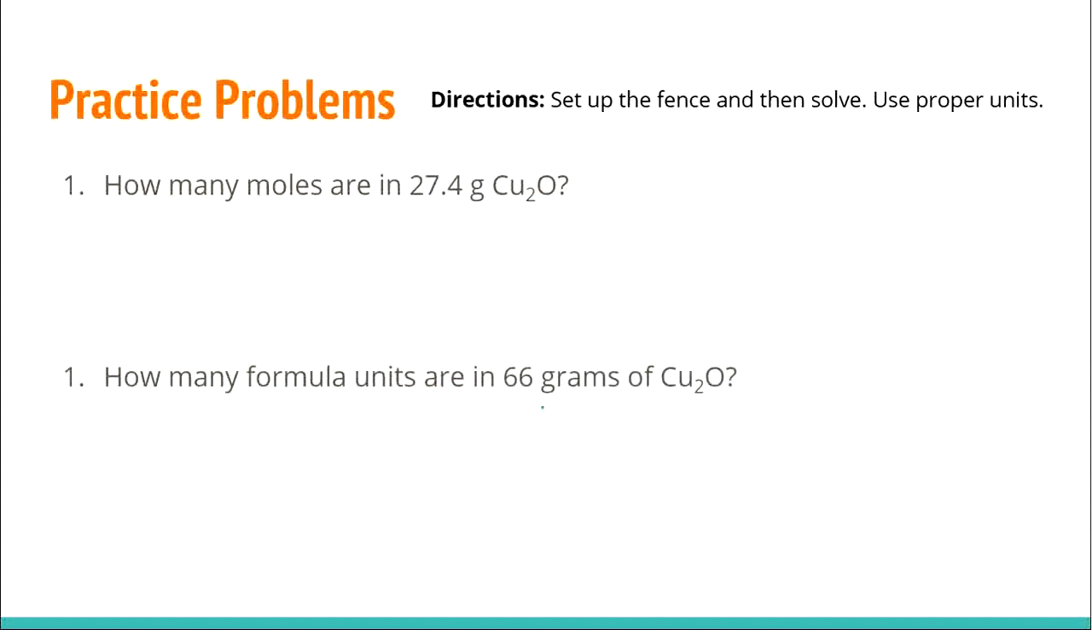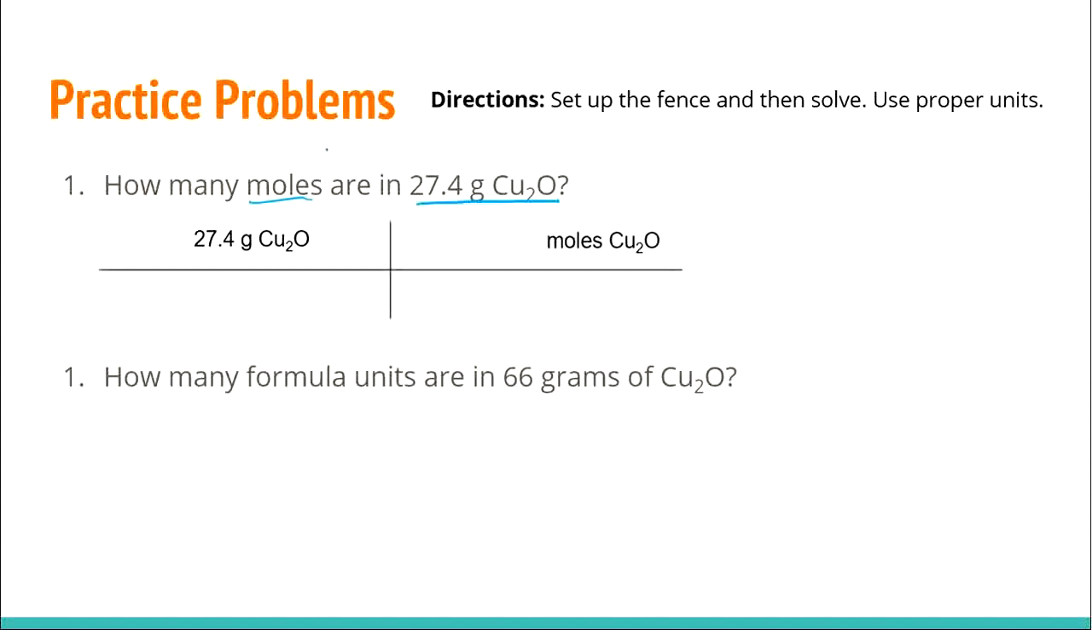Pause the video and then play when you're ready. So what are you given? You're given 27.4 grams of copper 1 oxide, and it wants moles. So given grams, we're going to moles. Replace that with the fence, bring down your unit, and what's going to go into your second fence? If you put the molar mass of copper 1 oxide in there, great. And you'll notice that you actually calculated the molar mass for this already in your previous slide. So we said that the molar mass of Cu2O is 143.10. So where does that go?